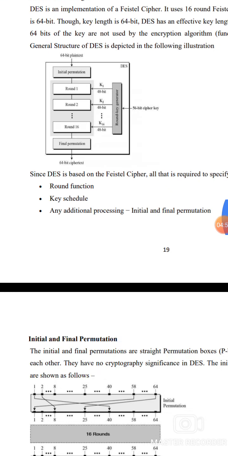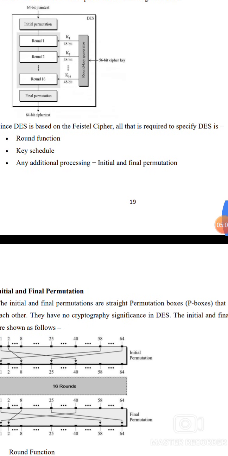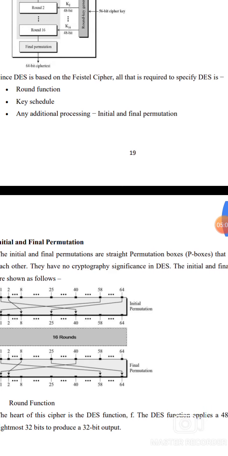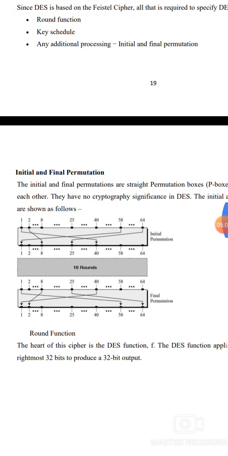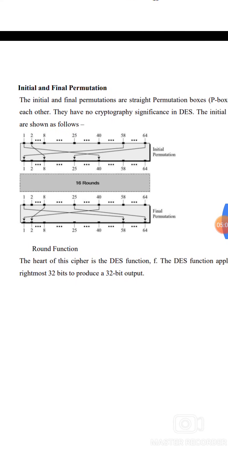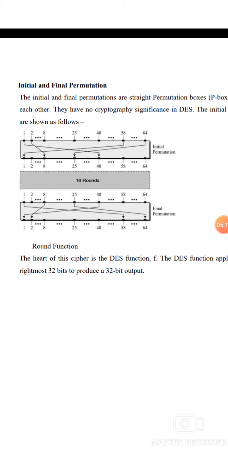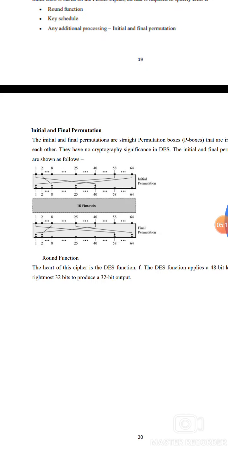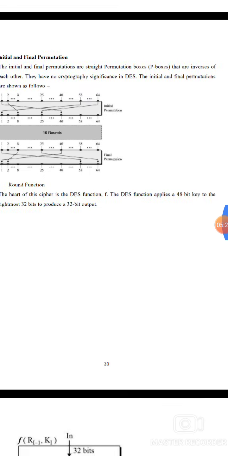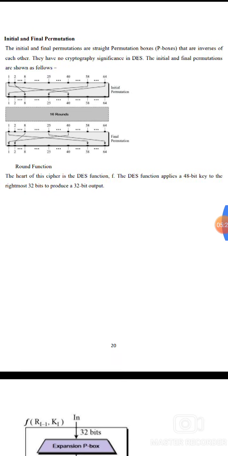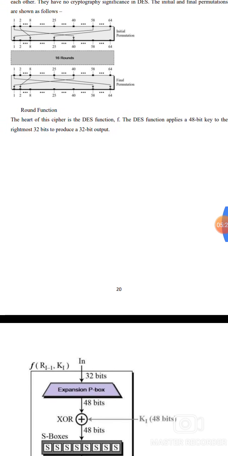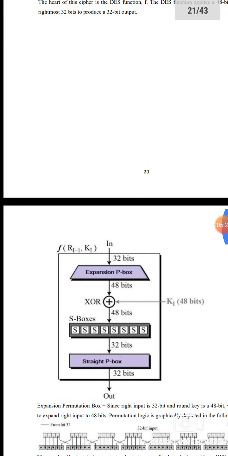Since DES is a Feistel cipher, it requires the DES round function, key schedule, and any additional processing: the initial and final permutations. The initial permutation, then the 16 rounds, and then the final permutation. The round function, the heart of the cipher, is the DES function. The DES function applies the 48-bit key to the rightmost 32 bits to produce a 32-bit output.